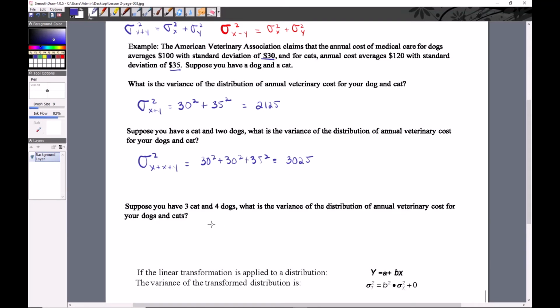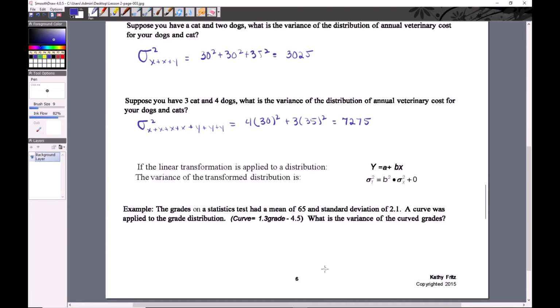So 3 cats and 4 dogs, yikes. That'll be the variance of x plus x plus x plus x, you could call it 4x's if you want, plus y plus y plus y. So that'll be 4 times the variance for dogs plus 3 times the variance for cats. And remember, the squaring only goes on the parentheses here. And that'll give you 72.75. Again, in squared dollars.